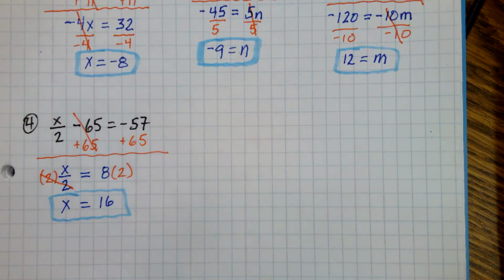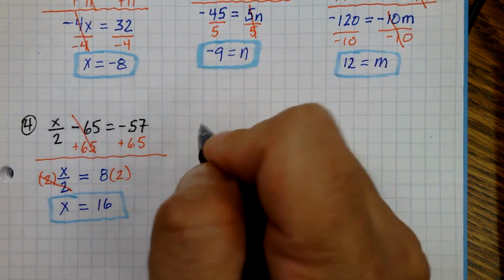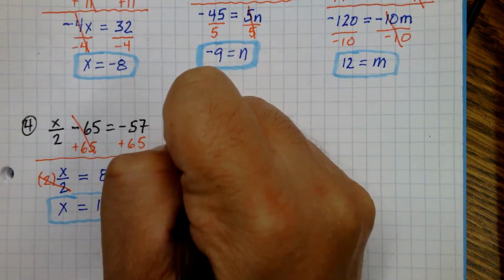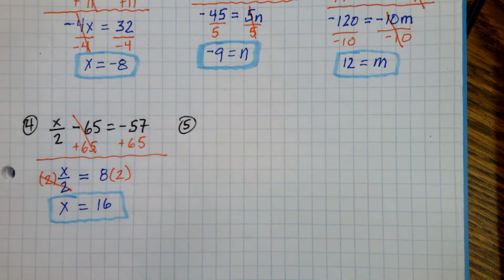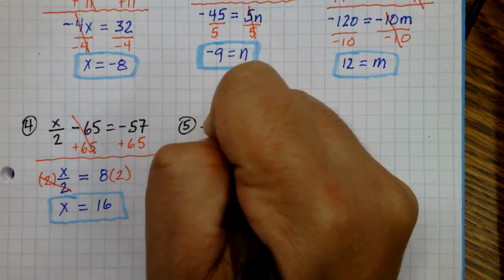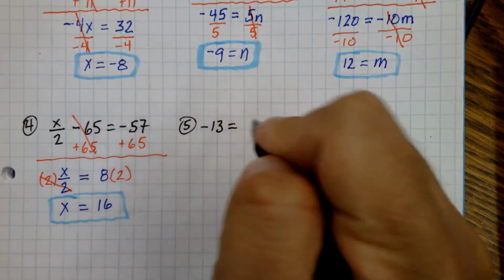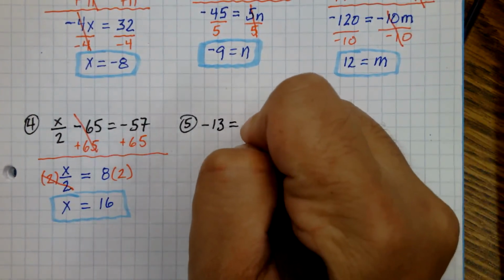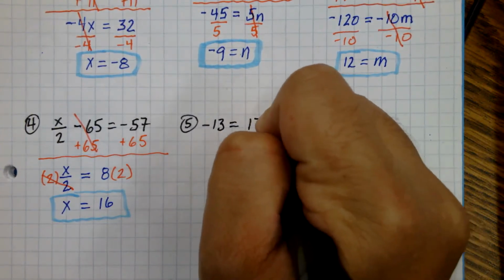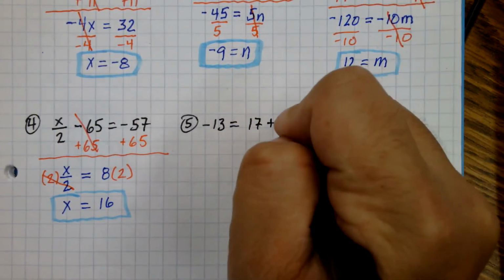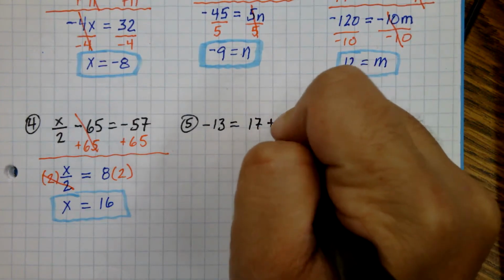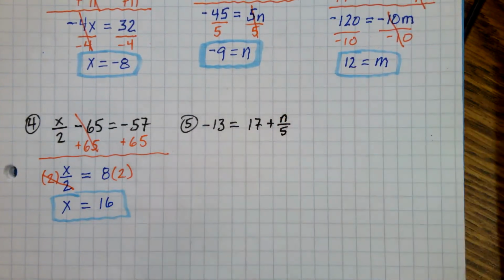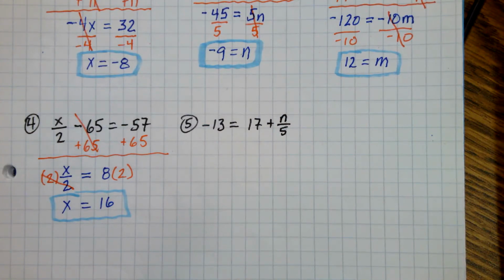Okay? Any questions? Okay, we'll do 2 more. Okay, next one. Negative 13 equals 17 plus n fifths, n over 5. Okay, write that down.